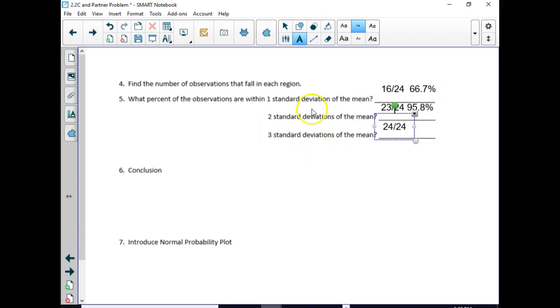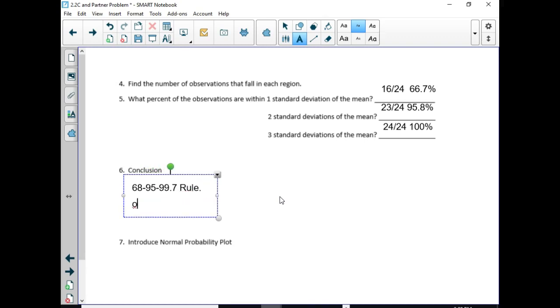Now, it says conclusion here. What can we conclude? Really what we're getting at is, do we have a normal distribution? And what we did is we counted all of our observations within 1 standard deviation, 2 standard deviations, and 3 standard deviations of the mean. It should be pretty close to the 68, 95, 99.7 rule. Okay, so what could I draw?